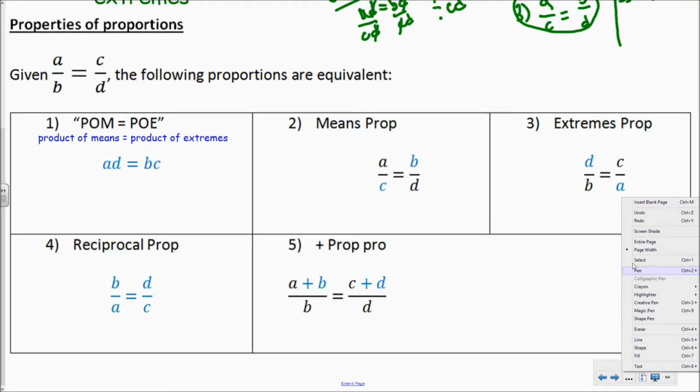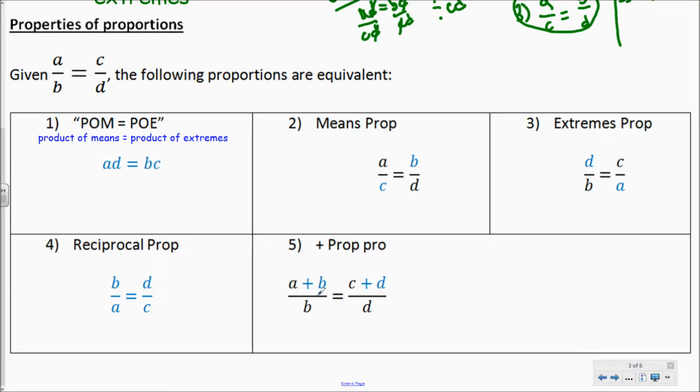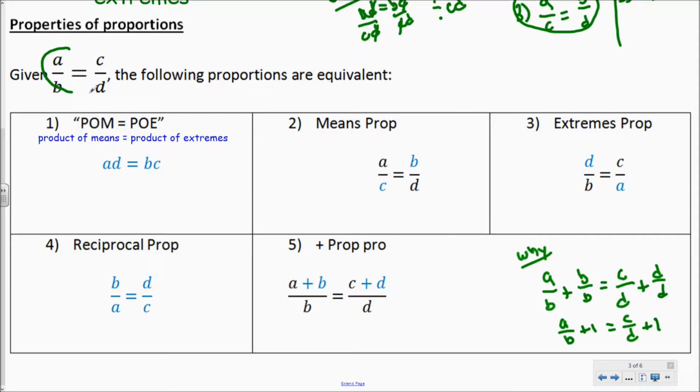If you look at these values, and I think about why this is equivalent, this is really just A over B plus B over B is equal to C over D plus D over D. Well, B over B is just 1. And D over D is just 1. So really all I did was add 1 to both sides of this original proportion, which is why it's the same. It's called the addition property of proportions, but it's basically the same thing as the addition property of equality.